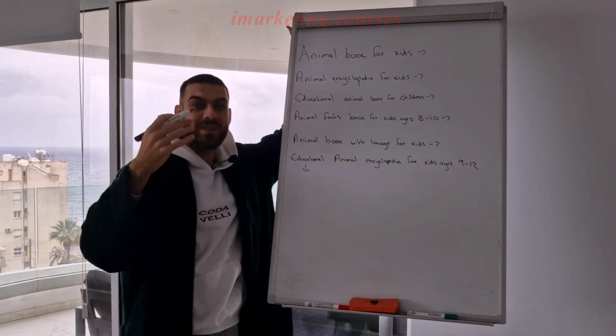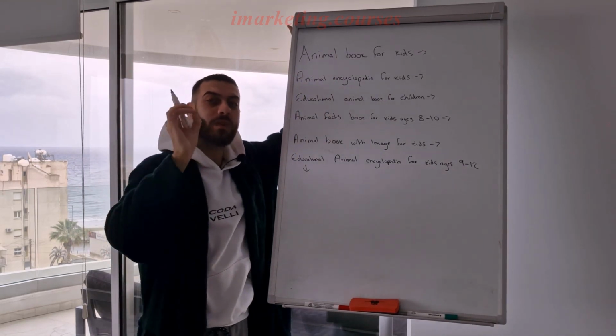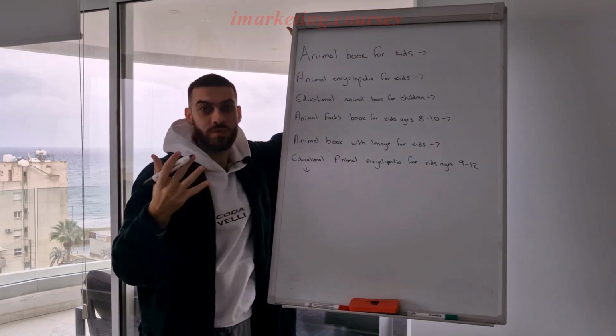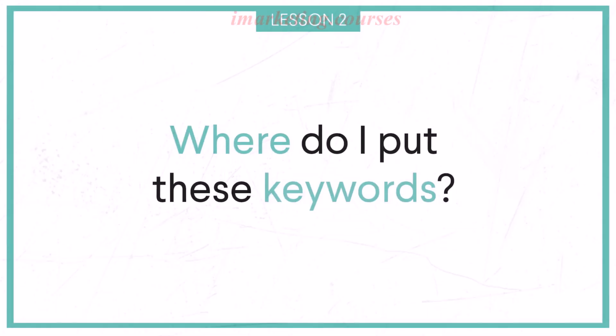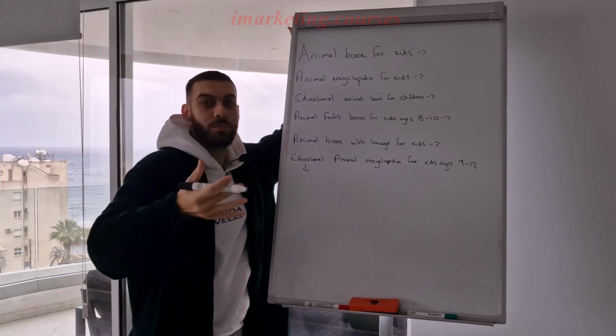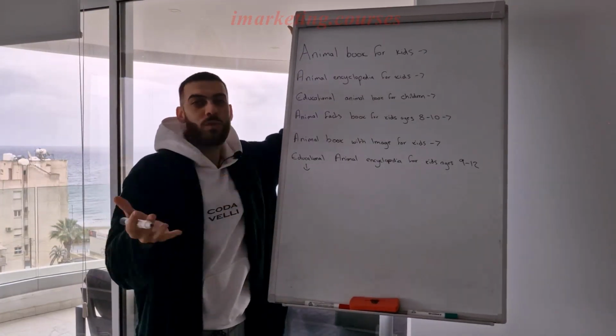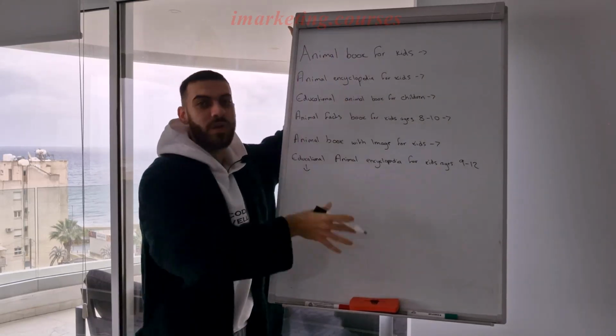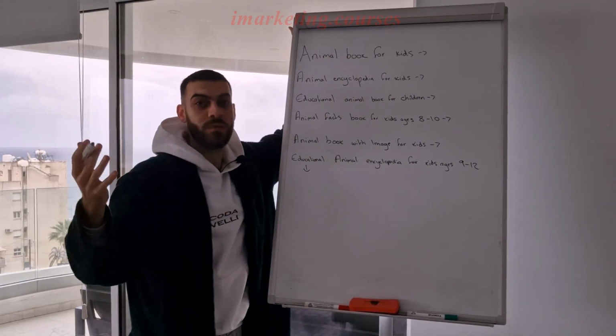But now that you have your list, you need to put them in specific places in order for Amazon to read it and index your book for these keywords. Now, how do you know where to put it? Do you put it in the subtitle? Do you put it in the description? Do you put it in the backend keywords? Where do you put these keywords? To be honest with you, there is no wrong answer. You can put these keywords anywhere you want, and Amazon will still index your book for these keywords.